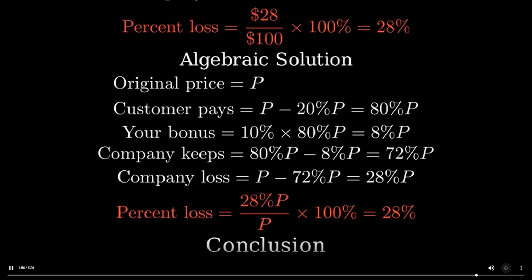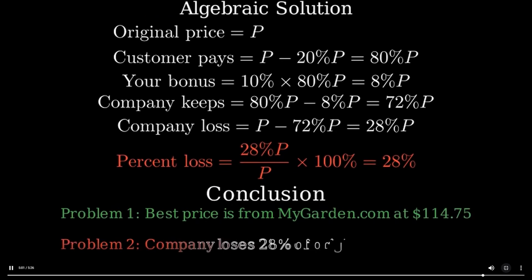In conclusion, we've solved two practical math problems today. For the first problem, we found that mygarden.com offers the best price for 88 square meters of lawn at $114.75. For the second problem, we calculated that when a customer uses the 20% discount code and you get a 10% referral bonus, the company loses 28% of the original price.